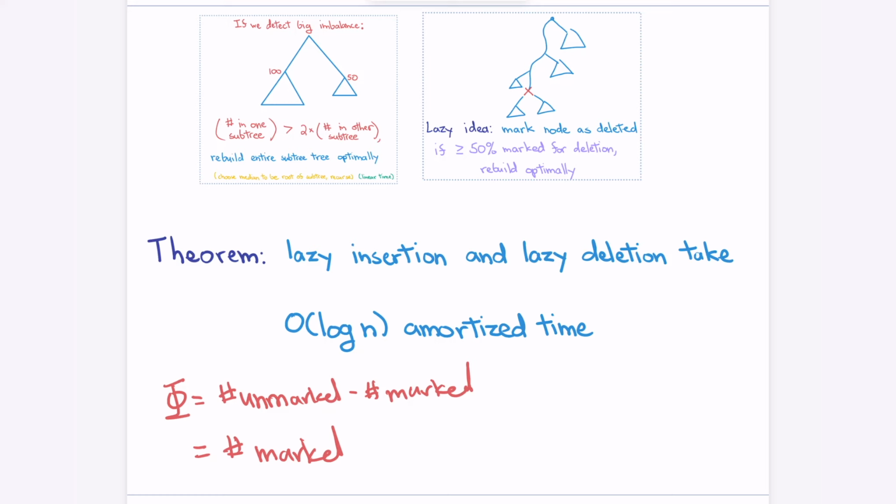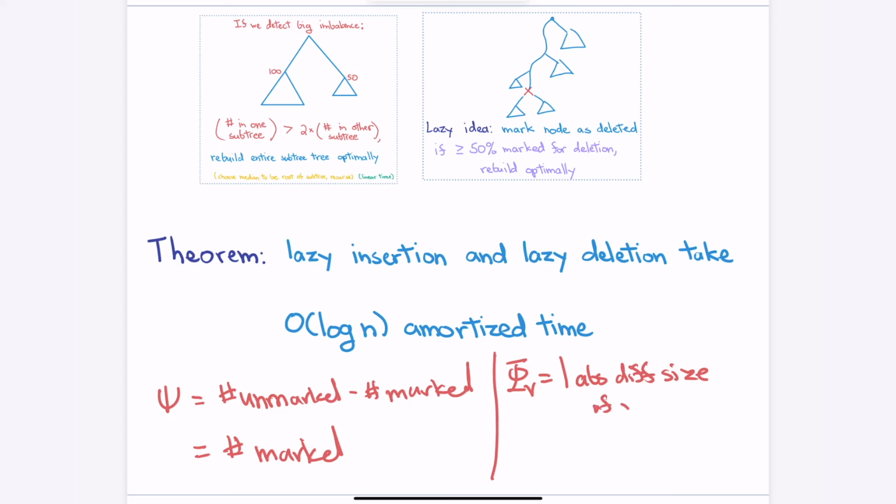So in other words, we'll have a couple of different potentials going on. One will be the potential for balance like before. Here I'll use a different symbol, I'll use psi. And then before, for every node v, we have the absolute difference in size of these subtrees, which includes the marked nodes. So you have to redo a little bit, but it's not going to be so bad.